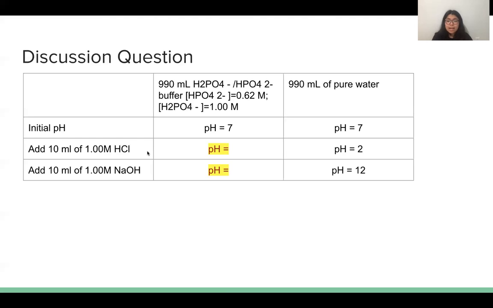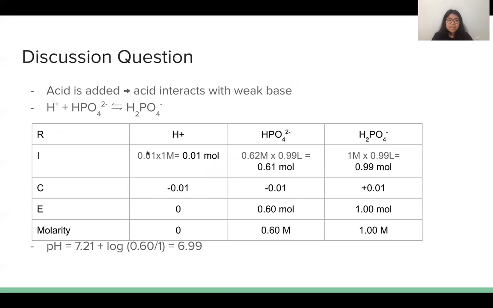Well, we can look at a RICE table and see how the changes influence the amount of moles and ultimately the concentration in our buffer. So when an acid is added, we know that the acid interacts with the weak base. So this is going to be our reaction: our acid, the proton H+, plus our weak base gives our acid. The acid is added, interacts with our weak base, and we get the acid that pairs with the weak base.